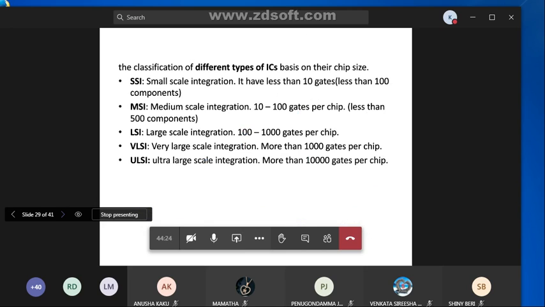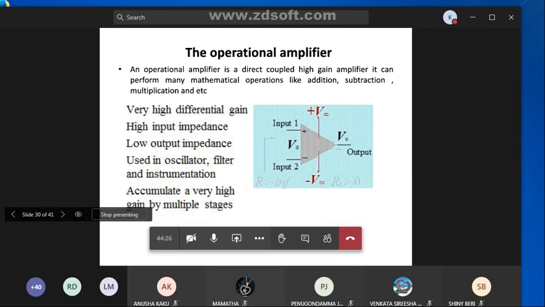In the next session we will discuss what is an op-amp and what are the characteristics of the op-amp, the working of the op-amp and all this. So with this I am going to stop this presentation.